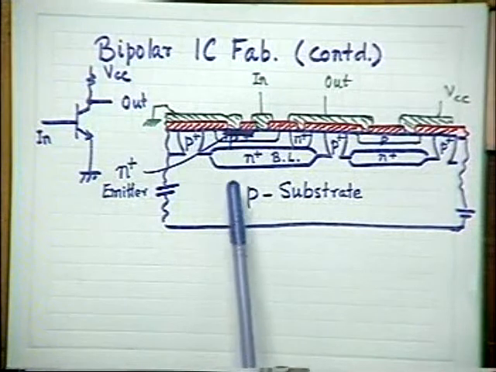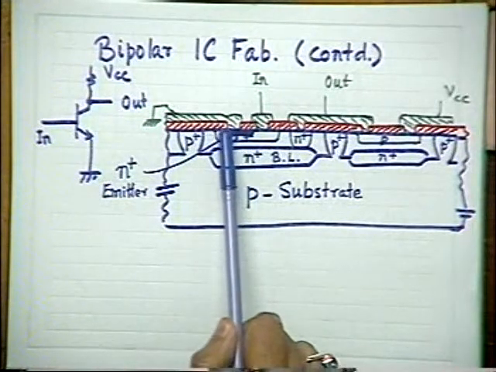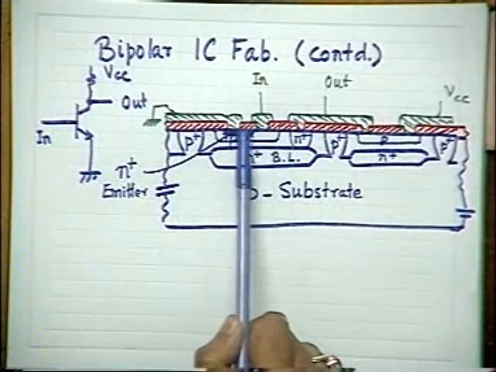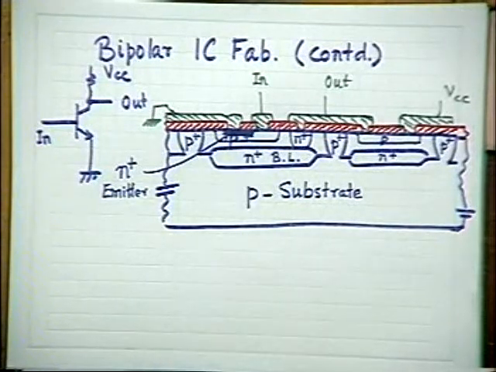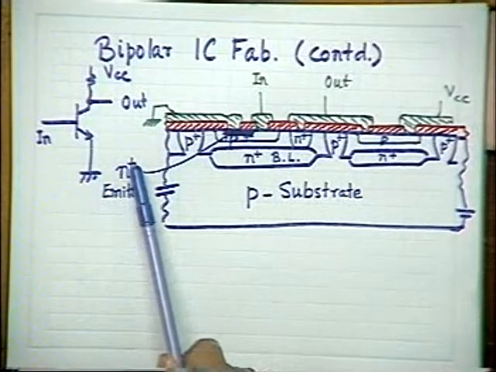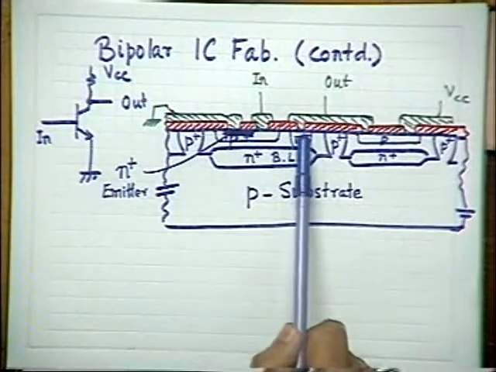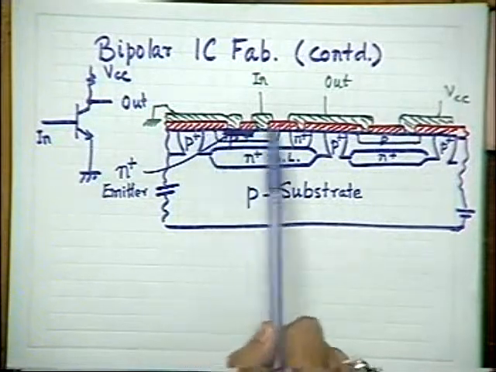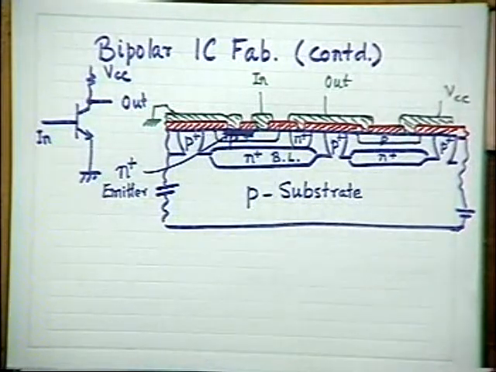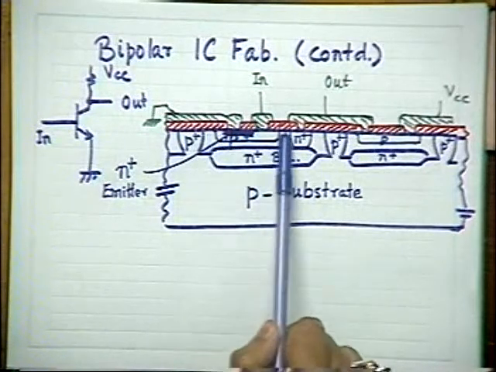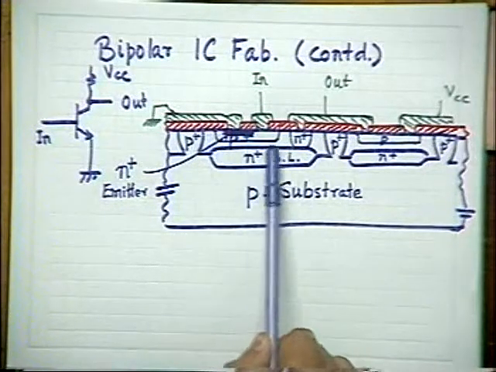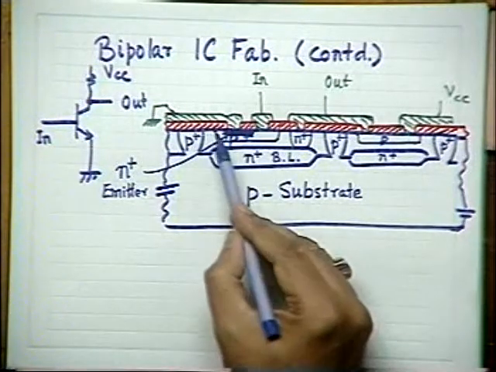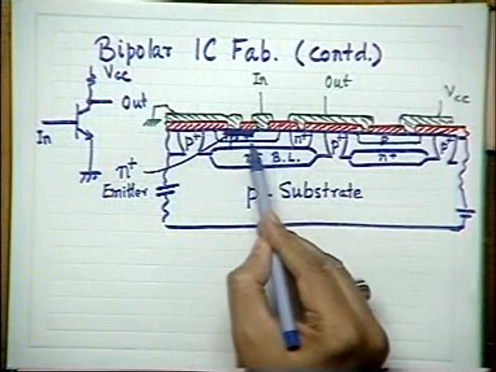You see that. Only there is a little confusion in this diagram: here this blue region is the N plus emitter, whereas this is also N plus. Please remember I have not drawn it blue because of my problem in drawing. I have drawn it like this, and this region is the P-type base. This region is the P-type base.